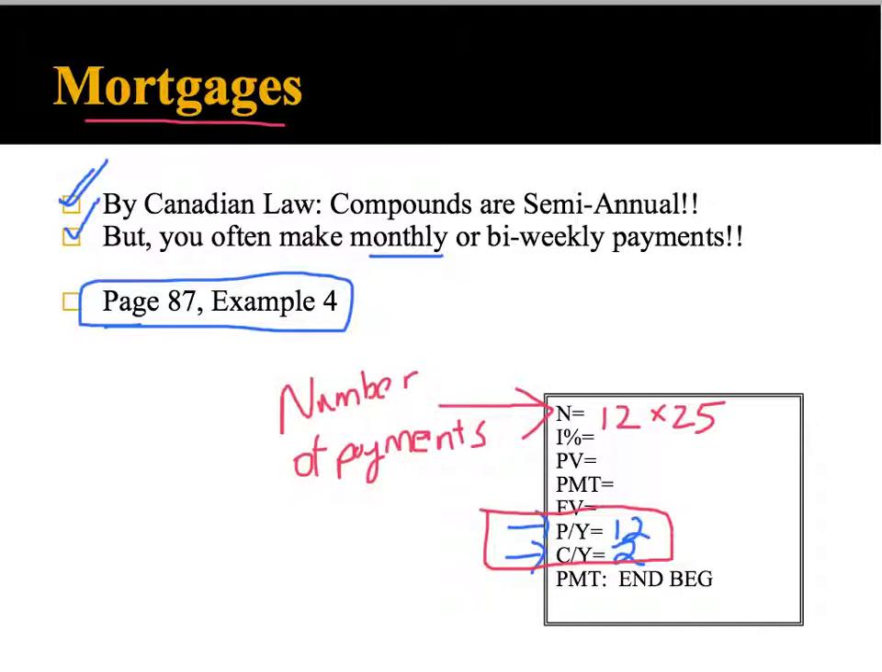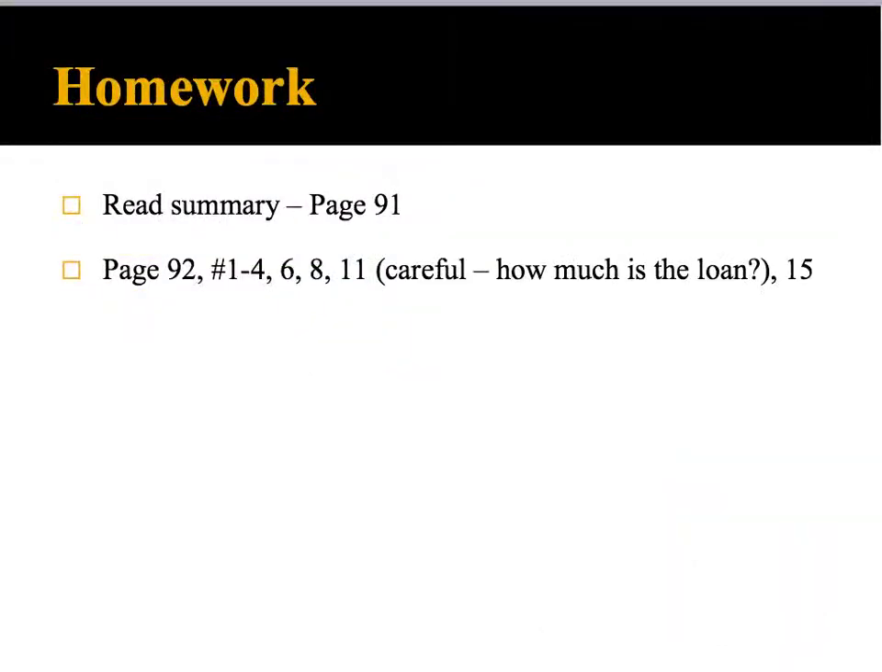Finally, while you're looking at example 4, I'll tell you what the homework is. Here we go. First off, I want you to read the summary on page 91, and that will kind of summarize what we've just done. And then on page 92, there are questions to be done, and be careful about number 11. Okay? Have fun, guys. We'll see you on Monday.